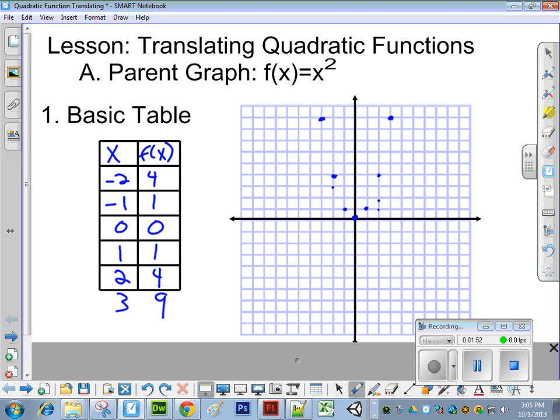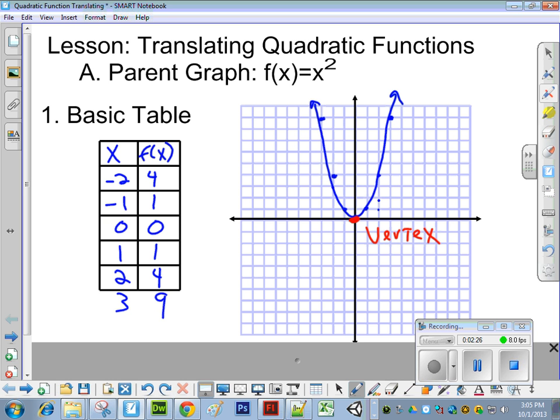So my basic graph is going to look as follows. You try to make it nice and smooth, and you want to show the arrows because they go continuously. Okay? Now a couple things we want to point out in the course of this. This value right here is known as the vertex. It is where the parabola changes from one direction to the other.